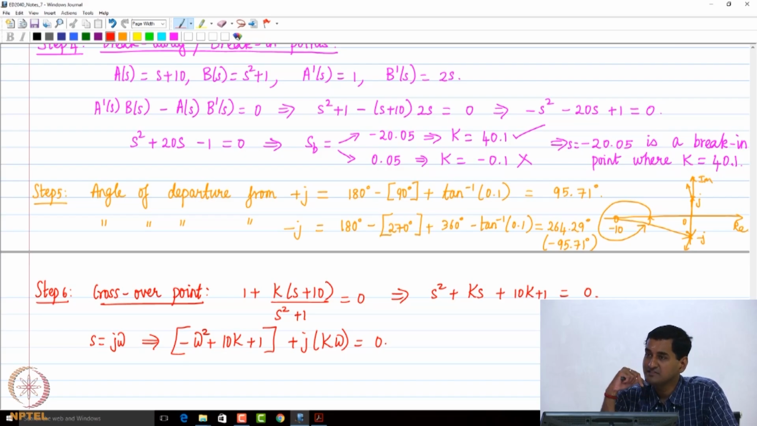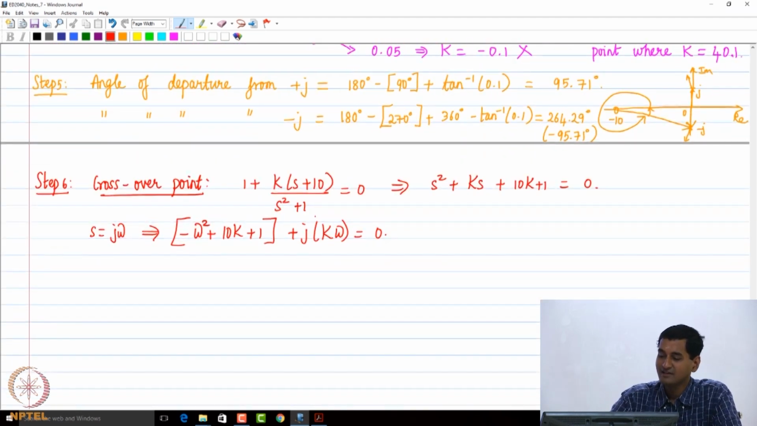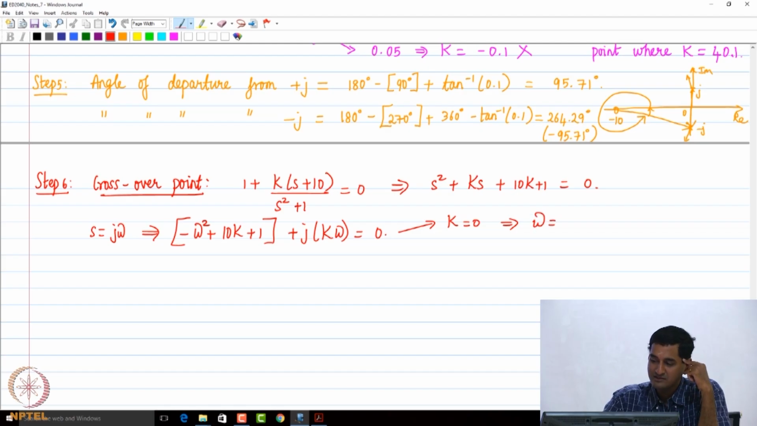See, k omega equals 0 means k can be 0, or omega can be 0, or both can be 0. So this will give me two cases. If k is 0, from the real part I will get omega to be plus or minus 1. So plus or minus j is anyway the open loop pole. That's where I start when k is 0, so I get the same answer.